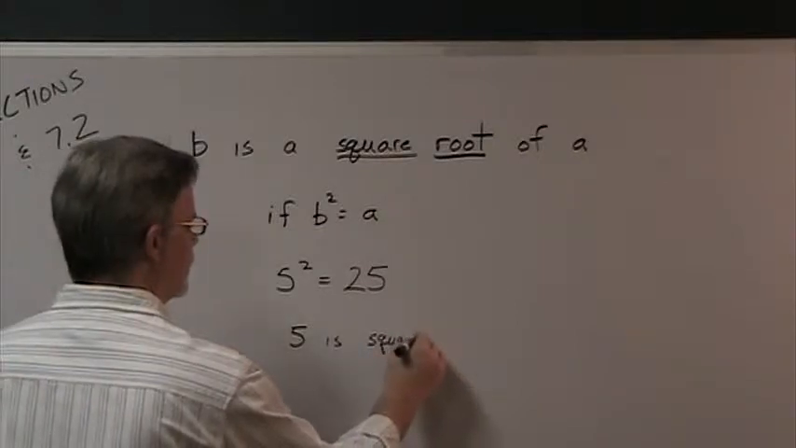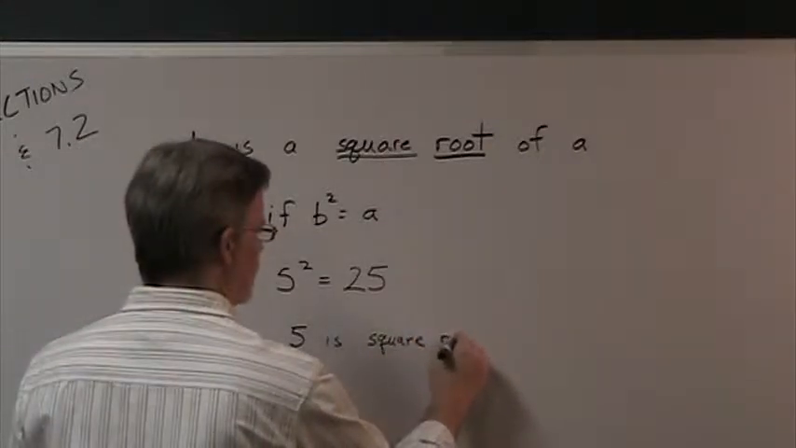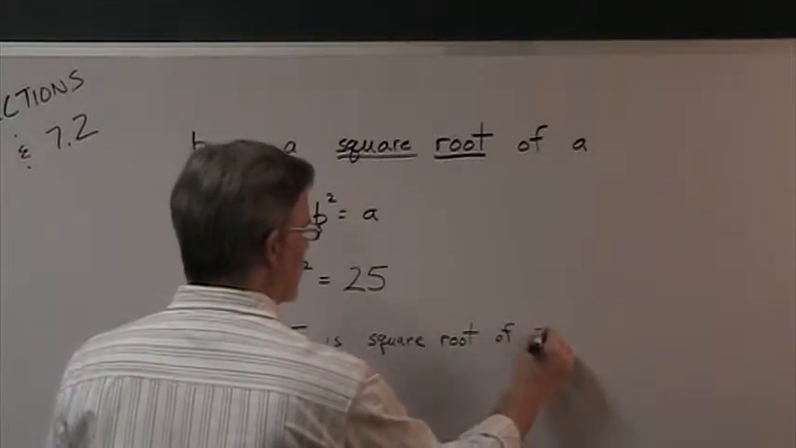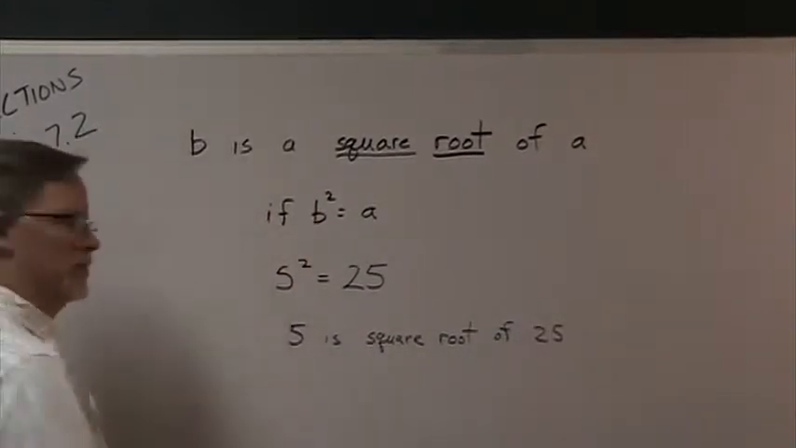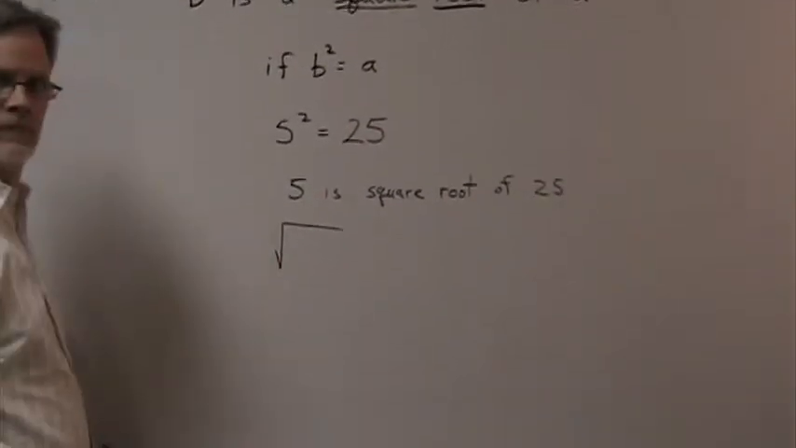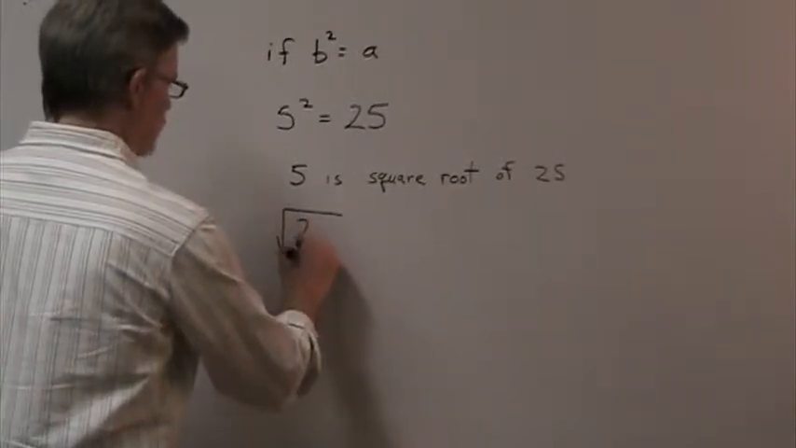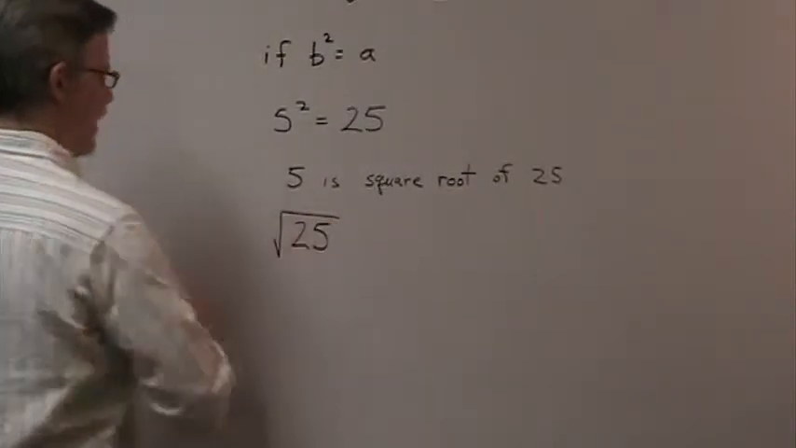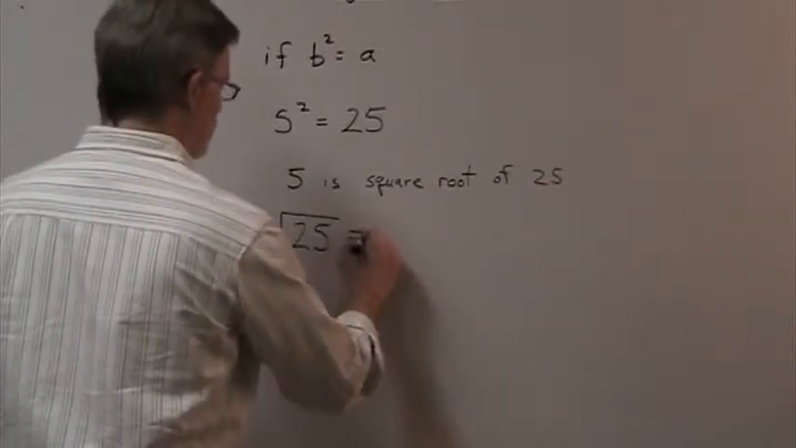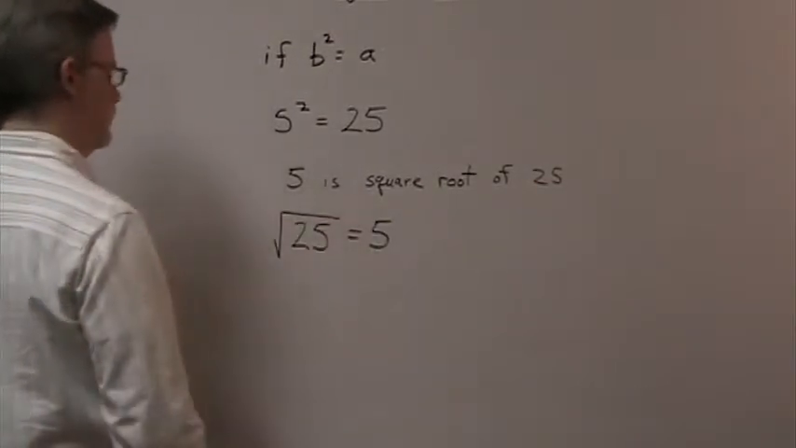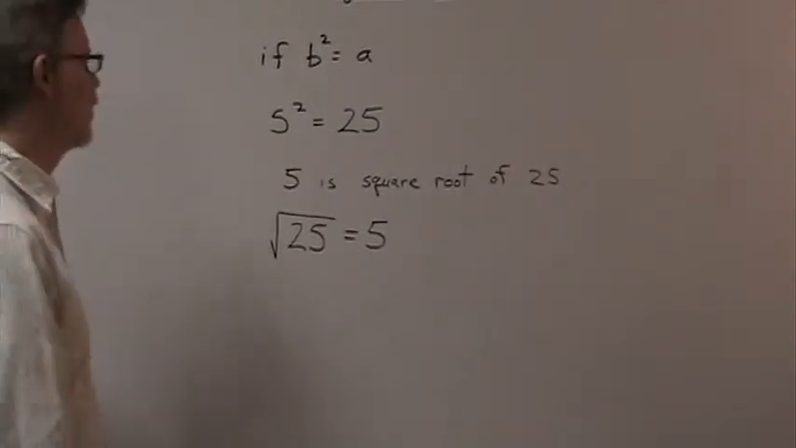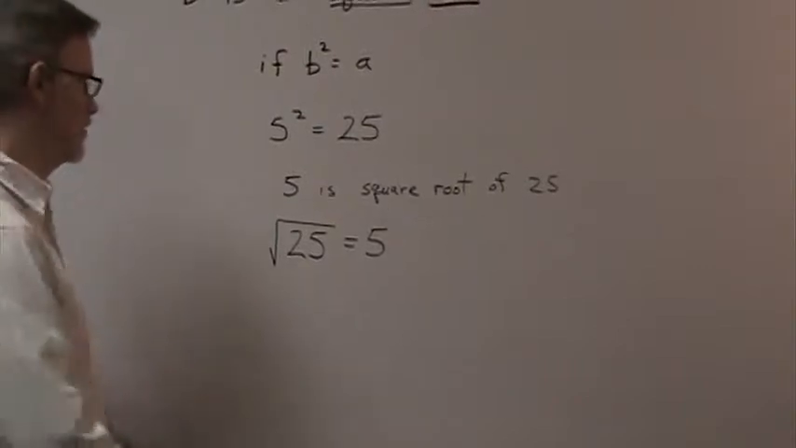But how do we write that out in simpler terms? Well, very simply, the square root symbol looks like this. So the square root of 25, we would write 25 under that. The square root of 25 is equal to 5. Okay? Very simple. That's what square root is. You probably know that already, but that's the basis for the entire section.